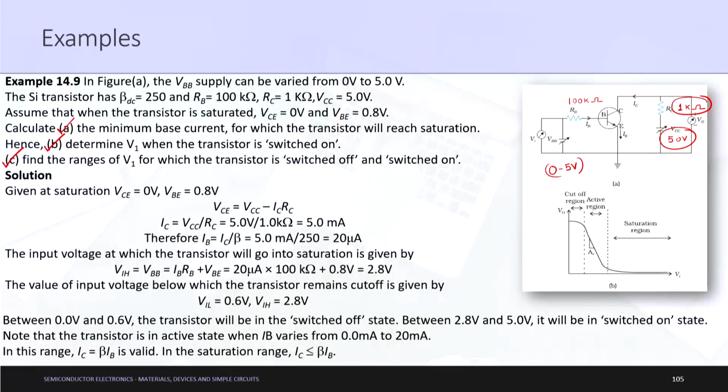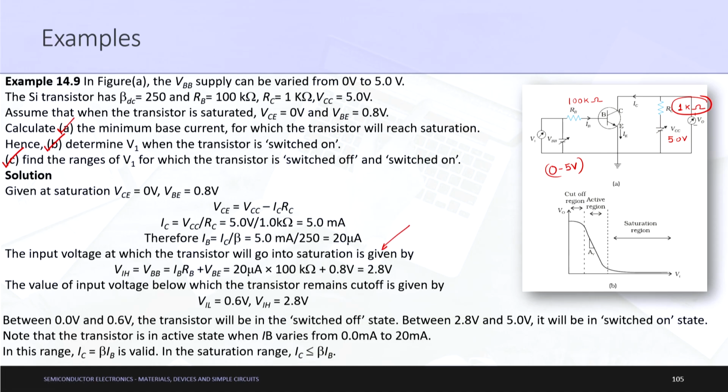So, first of all let us calculate the initial part. For the switched on portion, determine V1, the input voltage at which the transistor will go into saturation. For saturation, we first need to know what the input voltage is. That input voltage is nothing but VBB, because this is the only input voltage. By simple Kirchhoff's rule, already applied very many times, VBB is equal to IB RB plus VBE.